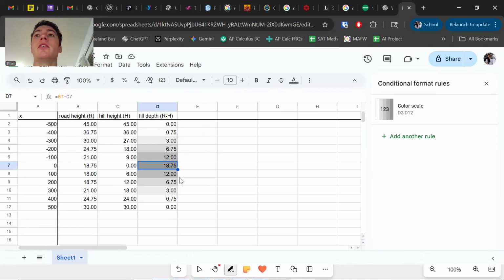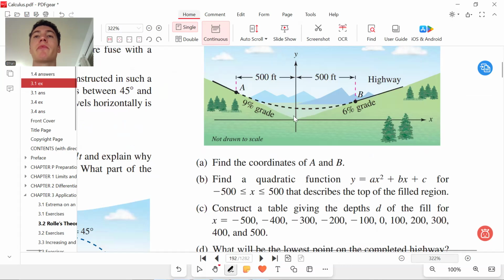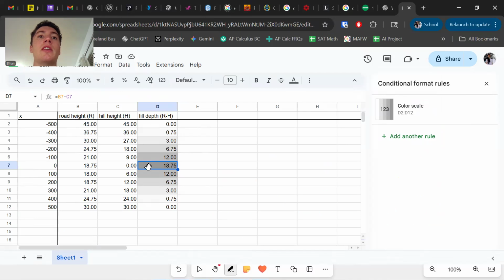And I added a little color scale so we can see where it gets deeper. And it gets deeper right in the middle, which is kind of what we would expect based on this diagram. Okay, so here are the depths that we have. And something interesting to note is that these depths are symmetric with respect to our vertex. Kind of cool.